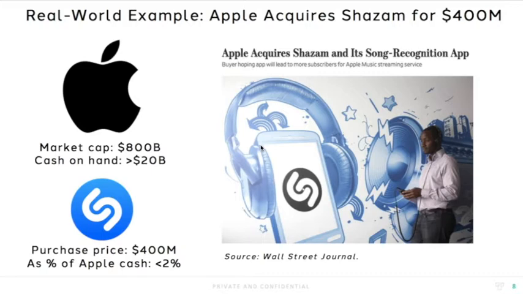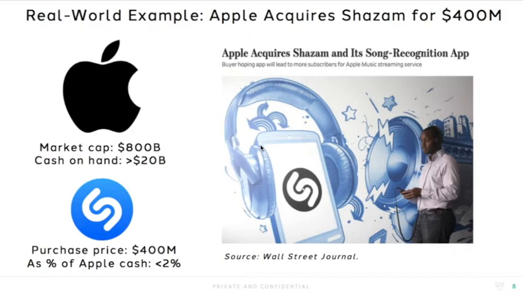Apple's a big public company, one of the most profitable companies ever. They have a market cap of around $800 billion. And at the time of this acquisition, they had about $20 billion in cash on hand. They acquired Shazam for $400 million. So that was less than 2% of the cash that they had in the bank. Not too hard to imagine that this was easy for them to write that check.